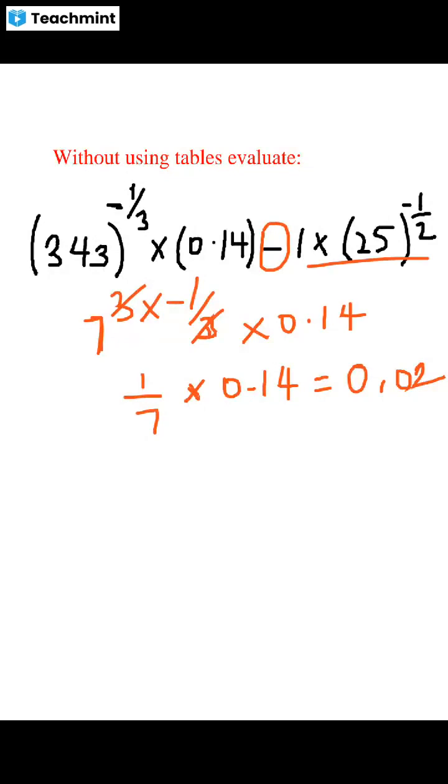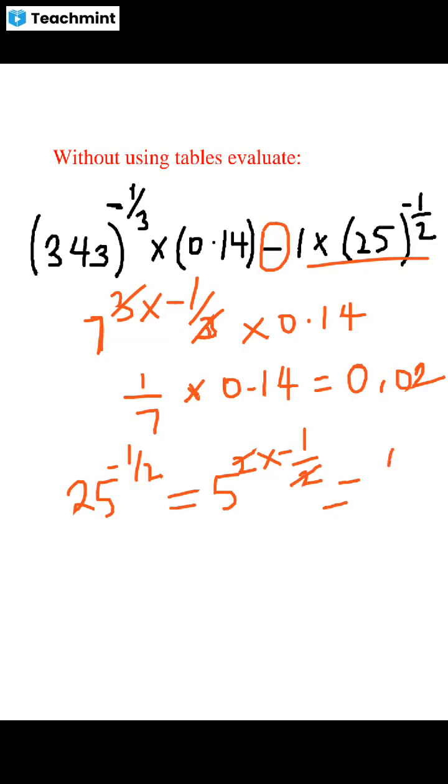Let's do the other part here. 25 raised to power minus half is going to be 5 raised to power 2 multiplied by minus half. So that's going to be, this cancels this. That's going to be 5 raised to power minus 1. That is 1 over 5. 1 over 5 is 0.2.